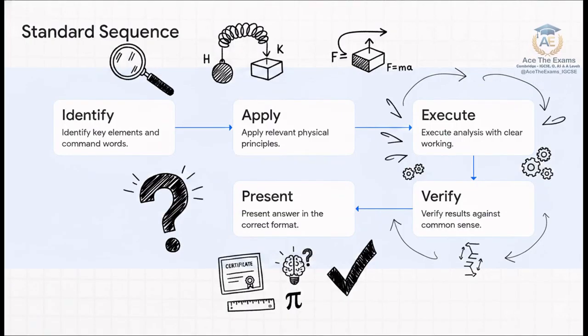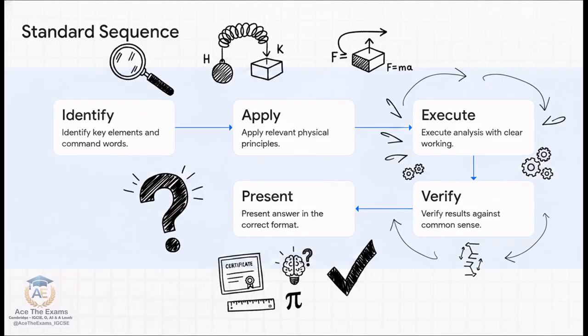Method marks are your absolute safety net, and you secure them by systematic processing. It follows a strictly standardized 5-step sequence. Step 1, you must actively identify the key elements and, most importantly, the command words. Is the question asking you to state, describe, or calculate? If it says describe and you only calculate, you lose. Step 2, logically apply the relevant physical principles. Decide right then and there, is this a Hooke's law situation, an F equals ma situation, or both?